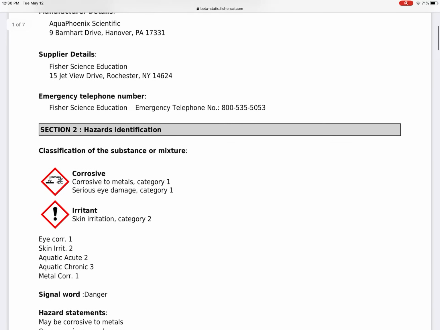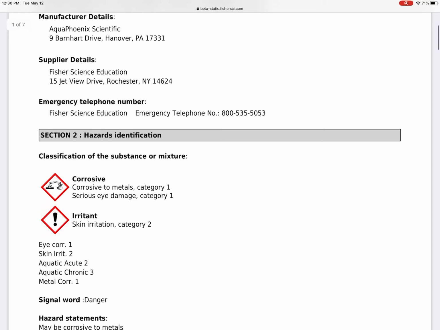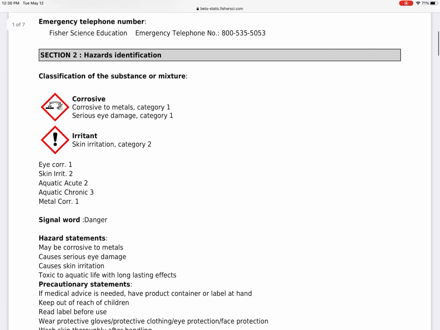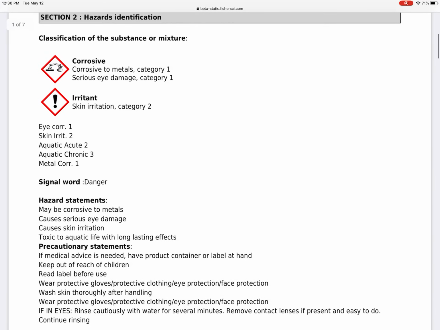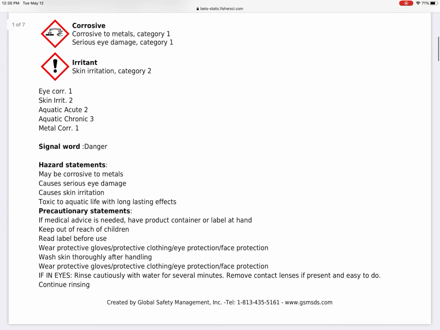It gives you the product name and then some supplier details, which will change depending on who you're buying it from. And then we're going to have a series of sections. Section 2, this is hazards identification, important section. You're going to see here there are all these little symbols. So this one suggests corrosive. It's also an irritant. Signal word, it tells you danger. Maybe corrosive to metals, could cause serious eye damage, skin irritation, toxic to aquatic life with long-lasting effects.